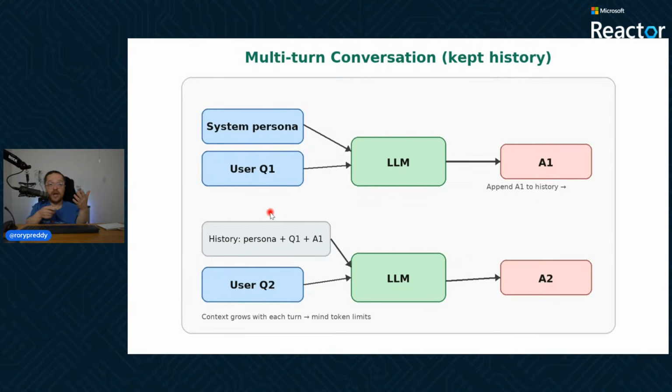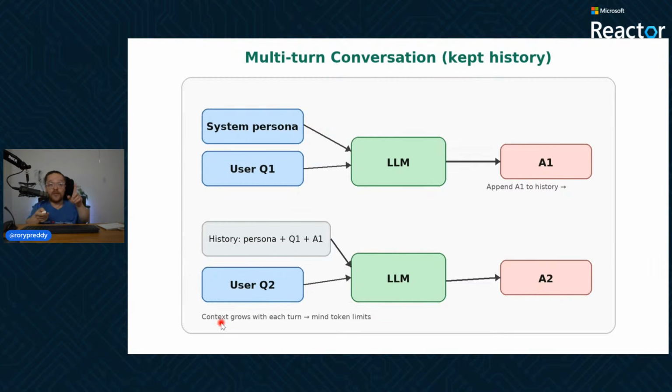Now then, I've got my system persona. I'm going to ask question two, but I've got the persona, question one and answer one, so it starts to remember what we discussed. And I'm going to ask it question two. Question two might be, what's the difference between a tree map and a hash map? I'm going to send it to the LLM, and then I've got answer two.